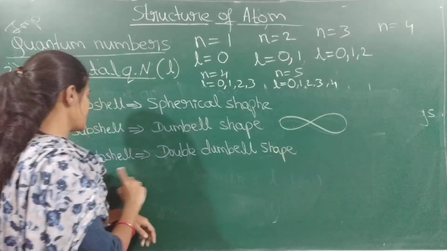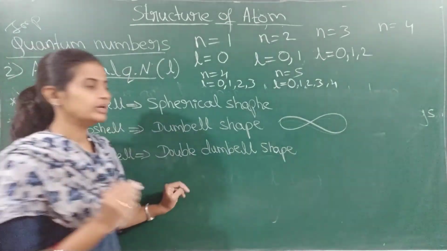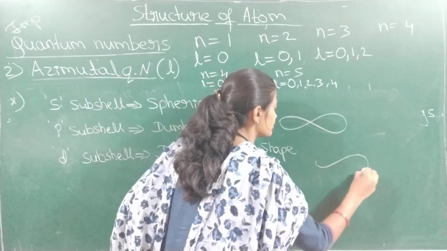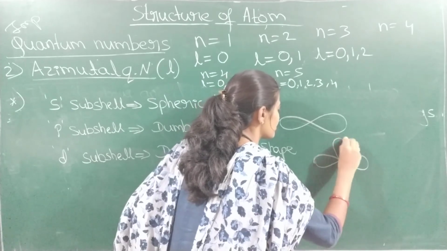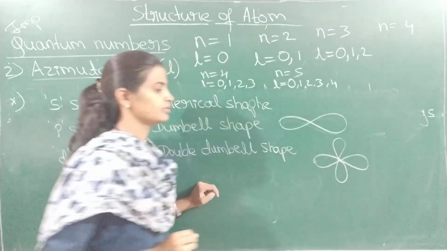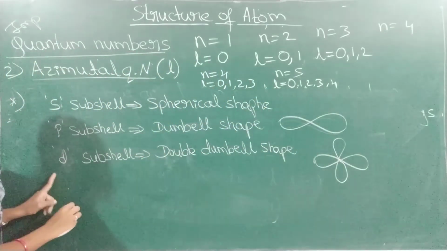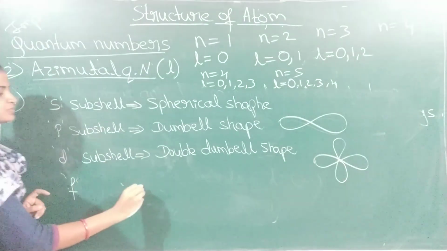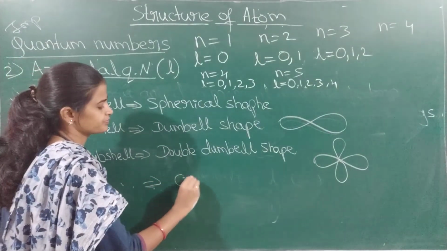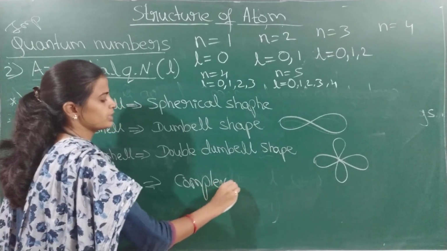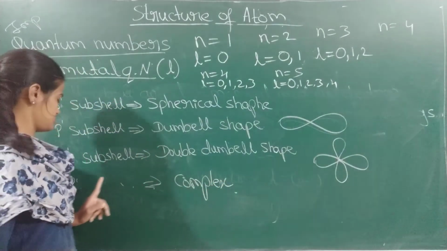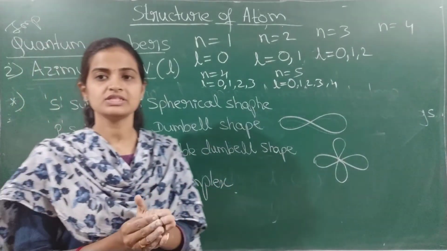Dumbbell shape. And the d subshell, double dumbbell shape. Okay, and what about the f subshell? The f subshell shape is complex. We are not worrying much about the shape of the f subshell.